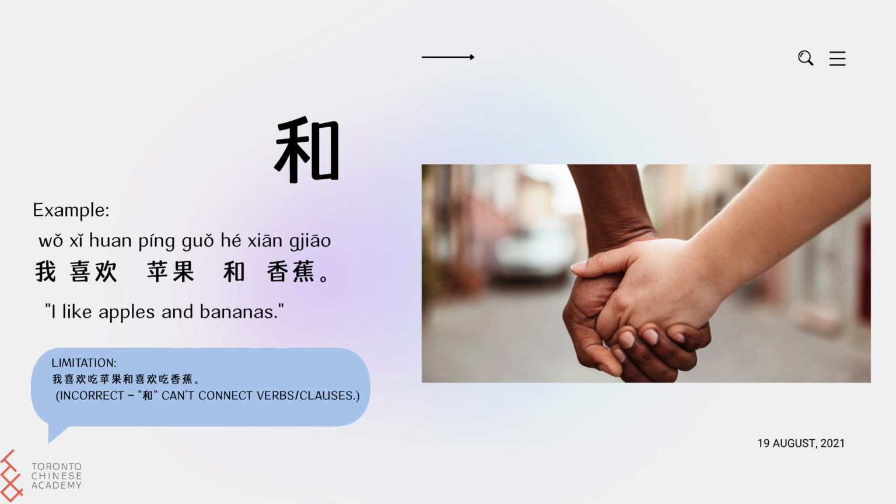Here's an example. 我喜欢苹果和香蕉。I like apples and bananas. Note that there is a limitation. It's incorrect to use 和 to connect verbs or clauses. For example, you cannot say 我喜欢吃苹果和喜欢吃香蕉.